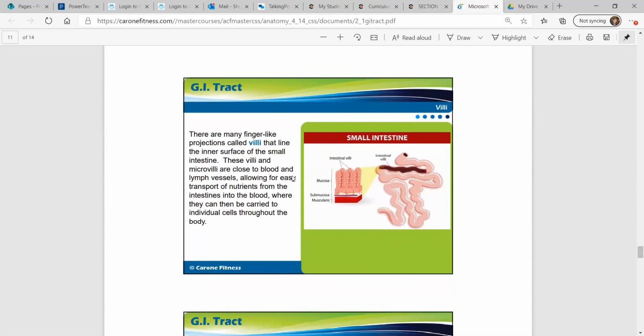And there are many finger-like projections called villi that line the inner surface of the small intestine. These villi and microvilli are close to blood and lymph vessels, allowing for easy transport of nutrients from the intestines into the blood, where they can be carried to individual cells throughout the body.